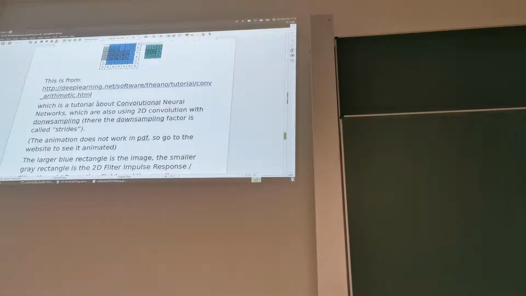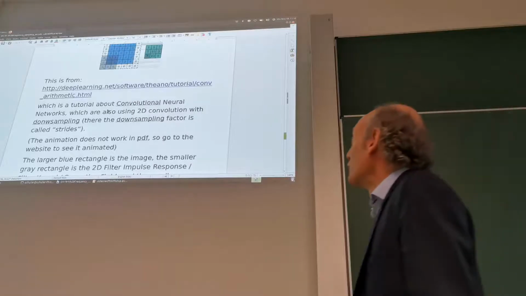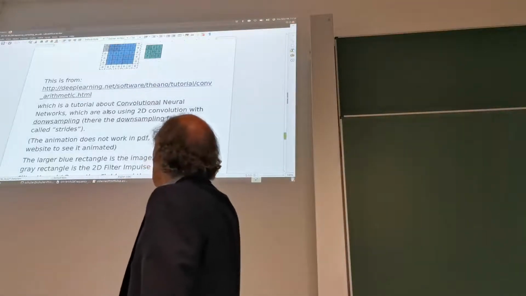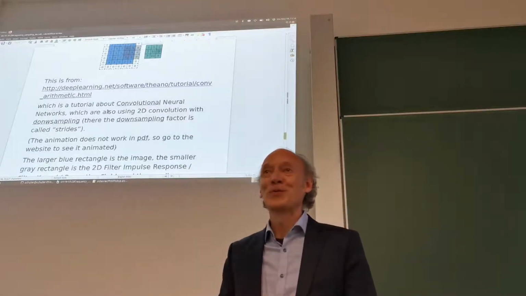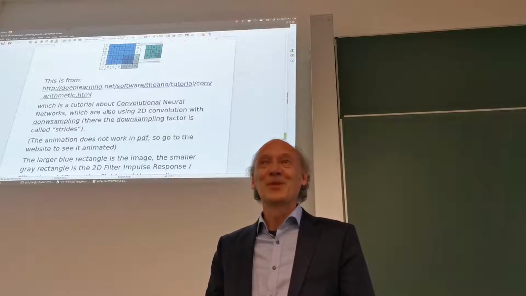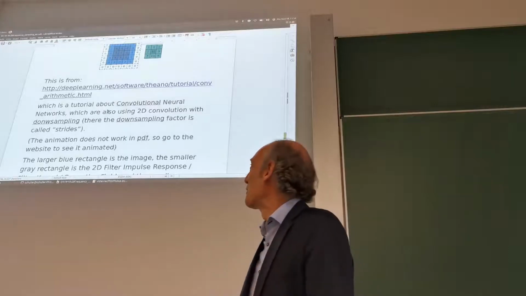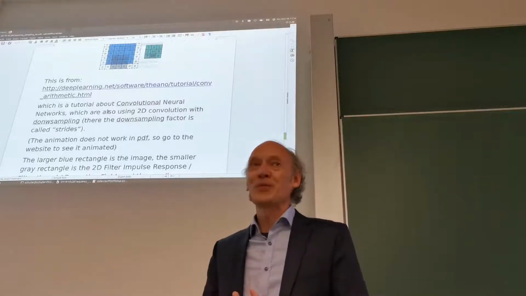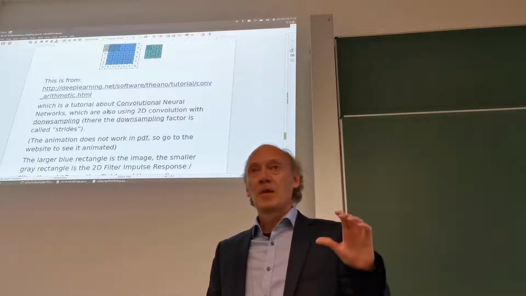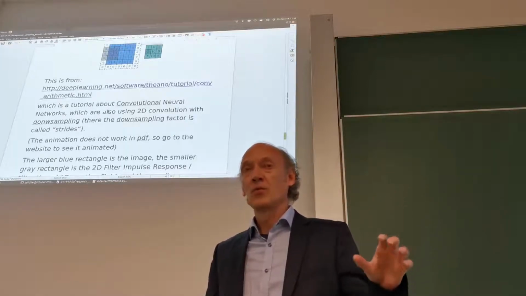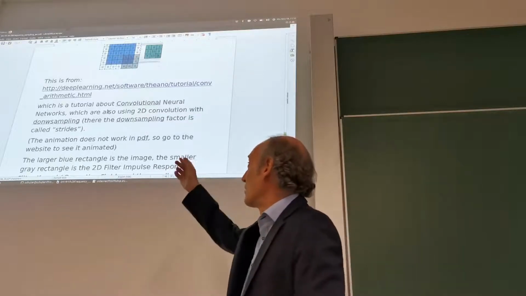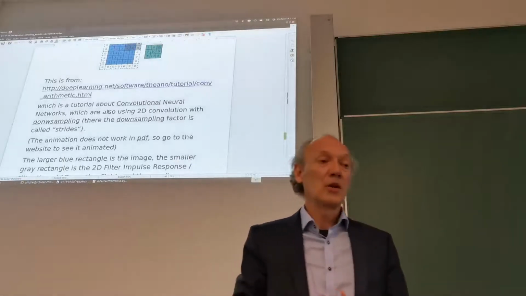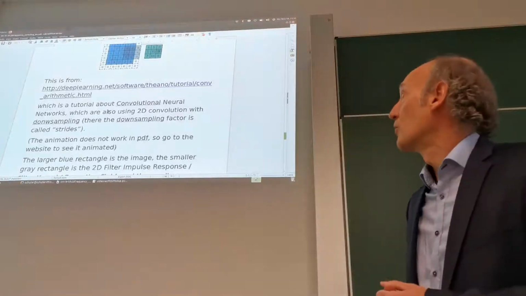Yeah, so actually this is quite a nice tutorial about convolutional neural networks, which are also using 2D convolution with downsampling. Have you heard about convolutional neural networks? Have you heard about machine learning? Yes. Yeah, so machine learning is using convolutional neural networks, particularly when it's about recognizing objects and images, or for instance also speech recognition. Right? So what you see in recognition tasks or classification tasks is most often convolutional neural networks.